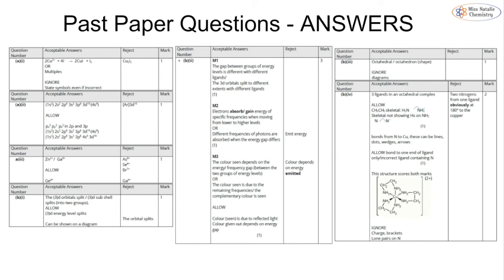So there's the answers to the past paper questions. Pay particular attention to this one, the 3 marker about the different colours, just so that you can see how the marks break down. That's everything for topic 17A, the principles of transition metal chemistry.